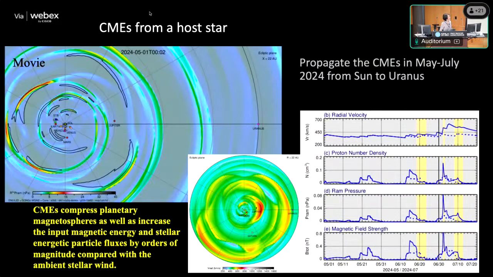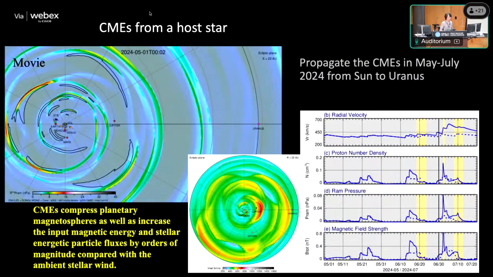The quantity shown is pressure, and if we take one entire ecliptic plane, that will be here, and that's just a one-time snapshot. This is the radial velocity, and here's Uranus again. And then if you take the profile, this is the whole 3 months' worth of time. You can see radial velocity, density, pressure, and magnetic field strength, and note that there are time periods when the enhancement is orders of magnitude stronger.